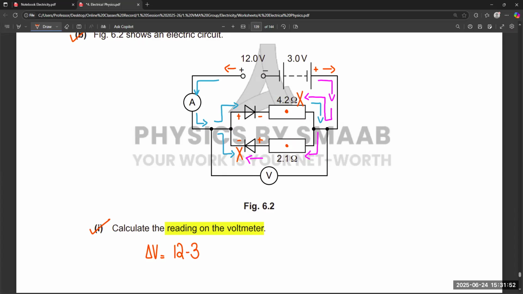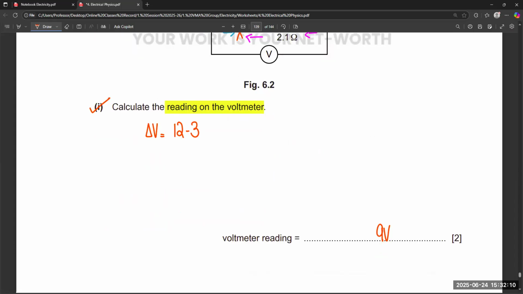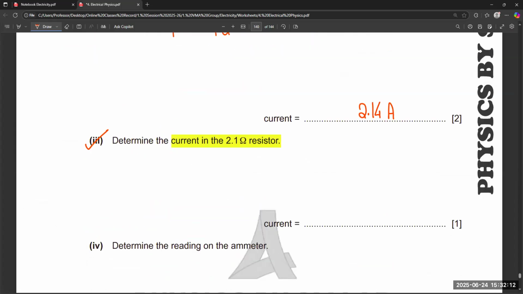It means there is a deficiency of 9 volt. So the charges, or the potential difference, of 12 volt is greater than 3 volt. So 12 volt will not allow the charge flow from the 3 volt from positive to negative direction, right? That's why there will be zero current, because 3 volt is less than 12 volt.